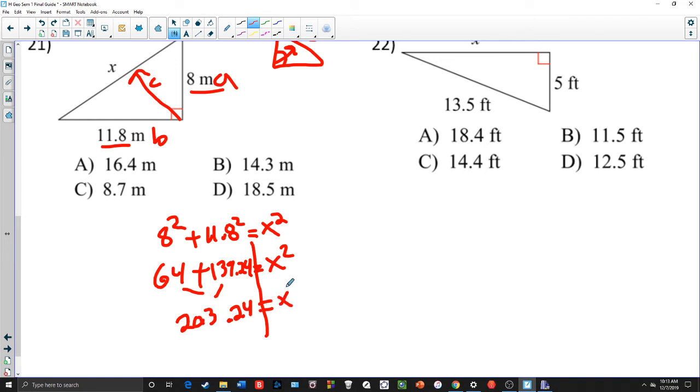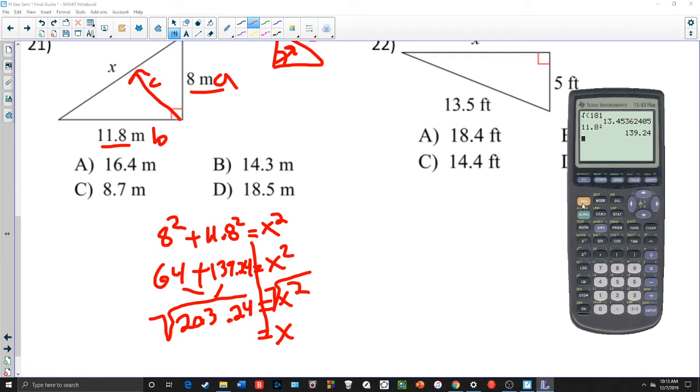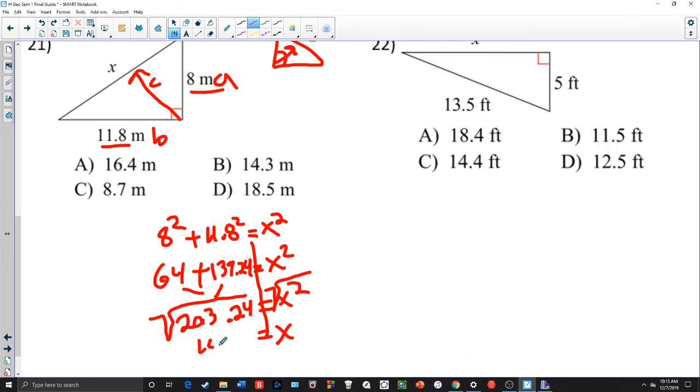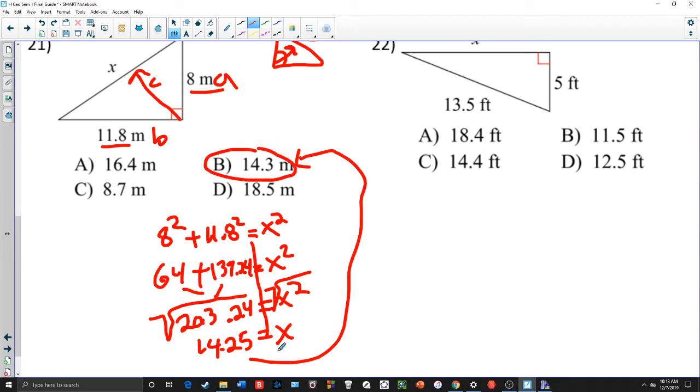Now you wouldn't stop here because that's not an answer. You would have to square root both sides because you want x. You don't want x squared. So you'd put x down here and then you'd square root both sides. So it'd be the square root of 203.24, which would give you 14.25, which would be rounded up to 14.3 because the 5 makes the 2 go up to a 3, so that'd be the one you have there. So this is a case where you're missing your hypotenuse, you're missing your C.